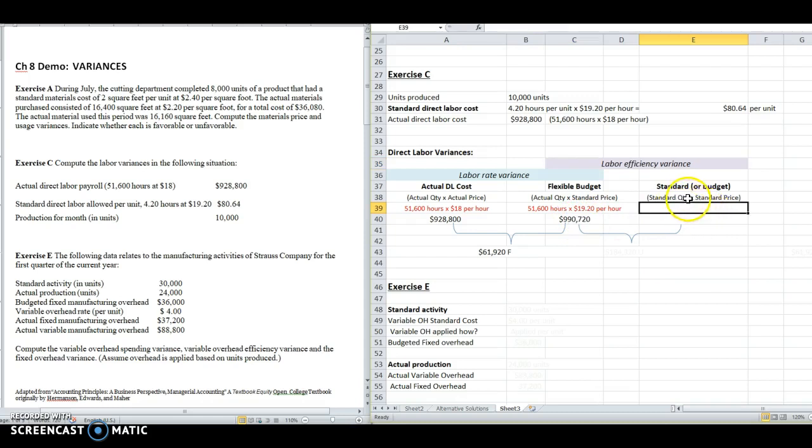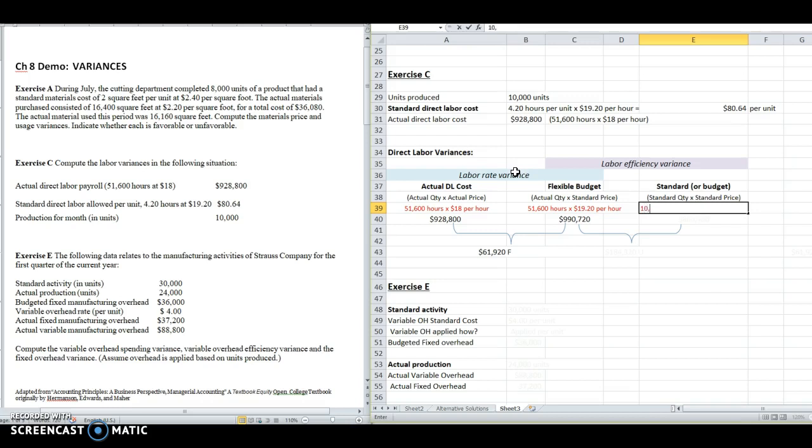Now we need our standard quantity. This is the one that when we look at the standard, we have two ways to do this. We always apply the standard based on units produced. Notice that we said there were 10,000 units produced. If they give you the standard units, you can pretty much ignore that. At this point, you won't need that for direct labor because we're going to use the units produced. Same thing with material variances. We're not going to use the standard units. We're going to use the units produced based on the standards.